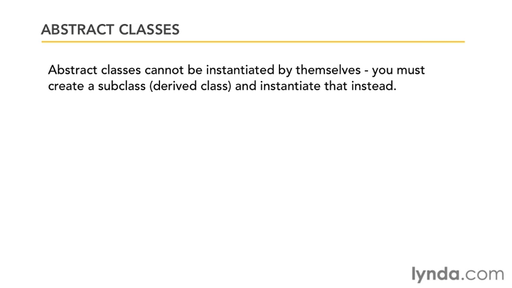All right, in this section, we're going to talk about abstract classes. And abstract classes tend to be one of those subjects that trip people up who are learning object-oriented programming for the first time, so I'll try to make this easy. Essentially, an abstract class can't be instantiated by itself. You have to create a subclass, and you have to instantiate that instead. In other words, you've got to derive a class from an abstract class and make that class instead. You can't instantiate an abstract class.